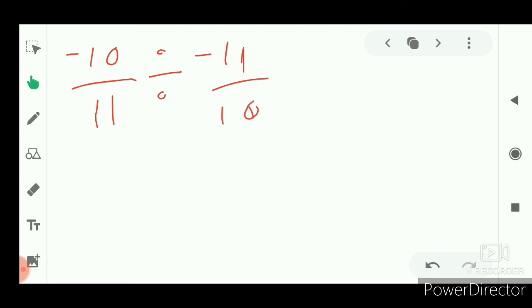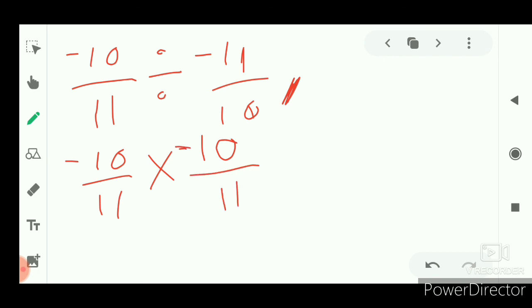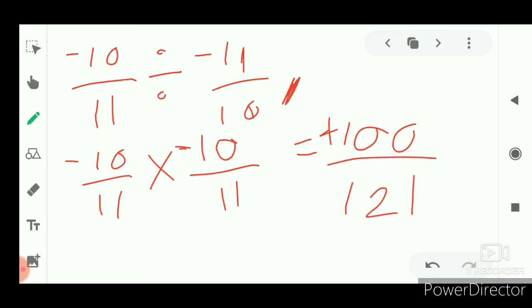When we divide two rational numbers, there is a concept of multiplicative inverse. So let's take one example of how we divide two rational numbers. Here we have to divide minus 10 by 11 by minus 11 by 10. Minus 10 by 11 will remain as it is, and division will convert into multiplication, and minus 11 by 10 will convert into its multiplicative inverse, minus 10 by 11. Now we will multiply numerator by numerator. Minus 10 into minus 10 is 100, minus into minus is plus, divided by 11 into 11 is 121.